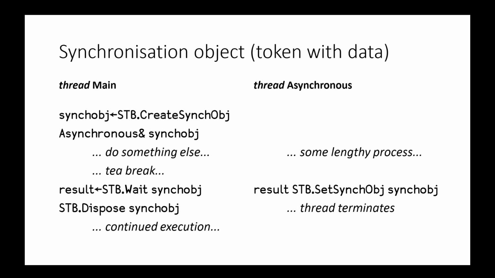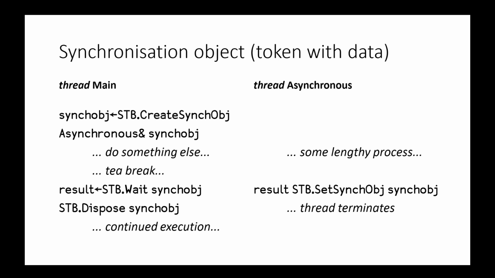Next good thing about the tokens, they can contain data. So it's really easy to make a synchronization object using a token, because you just stuff your data inside the token and you're done. Basically, it's like the latch. You create a sync object. You start a parallel thread.